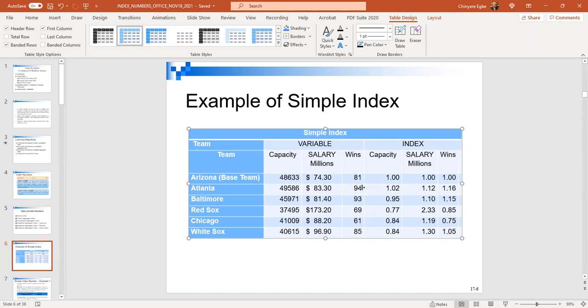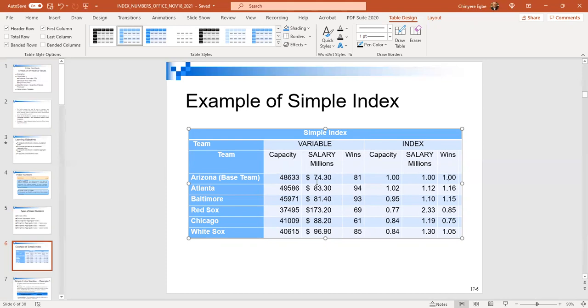Now, suppose you want to compare their wins, so you take the wins of Atlanta divided by the wins of Arizona, and you get 1.16. And so that means Atlanta has 16% more wins than Arizona. And Baltimore has 15% more wins than Arizona. So you divide everybody's figure by Arizona's, and that gives you a simple index. Okay, and sometimes that's all you can get.